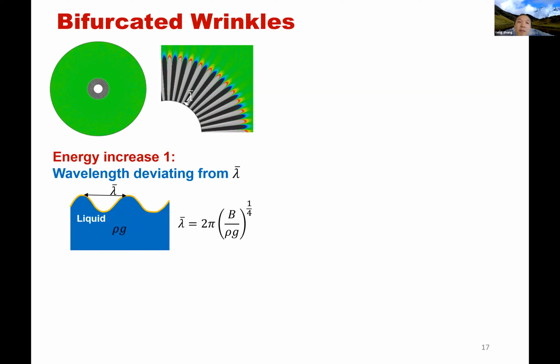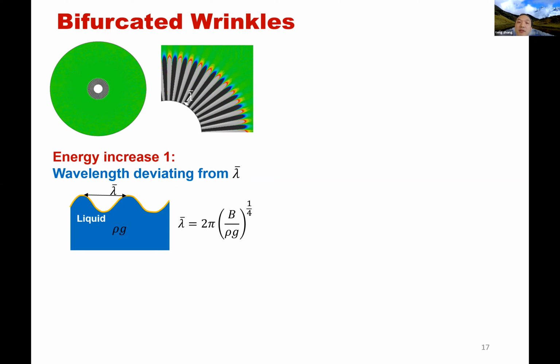So this is the bifurcated wrinkles. The first case that we know for this system is a thin film on a liquid substrate. There are competing energies: first, the compression and the gravity. The compression will be released by bending, so it's governed by bending stiffness and the gravity force. We will have this wavelength.